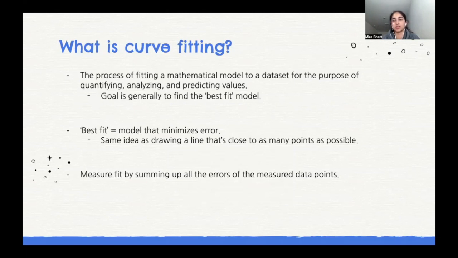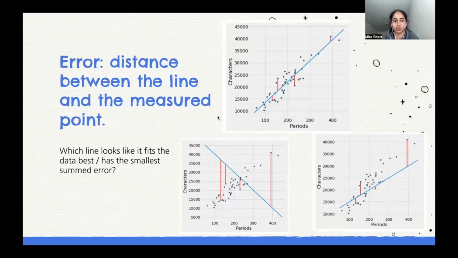We'll get into error in a second, but error is the distance between each of your data points and the prediction line that you made, so your model equation. And overall, you can measure the fit by summing up all of the errors over all the measured data points. So we can look at an example of what error looks like. Here are some pictures from the Data 8 textbook. If you think this kind of stuff is interesting, feel free to go take Data 8. It's a really cool class, and I recommend it.